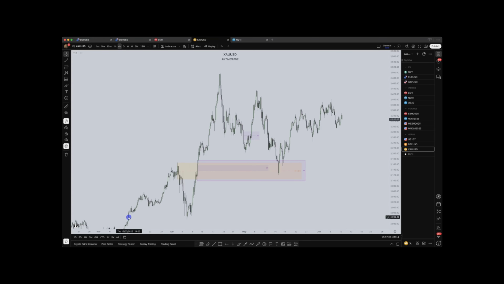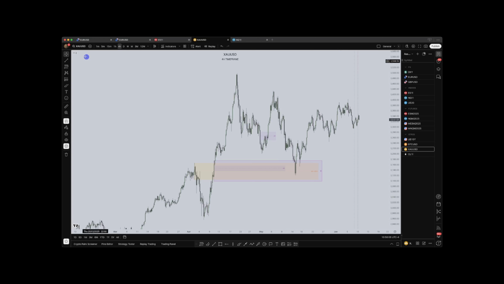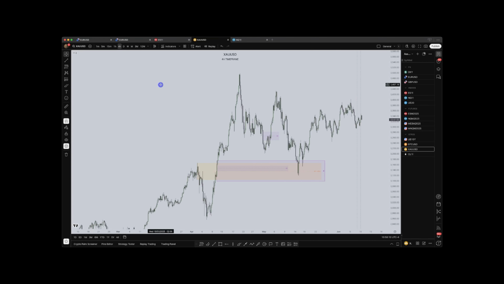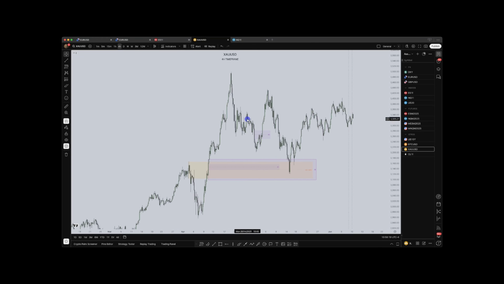In the private signals group, do you add all the trades you take? The thing is, there's no one in the group, but in the moment someone enters, I will do it. But there's no one, so I won't do it because nobody will see it.